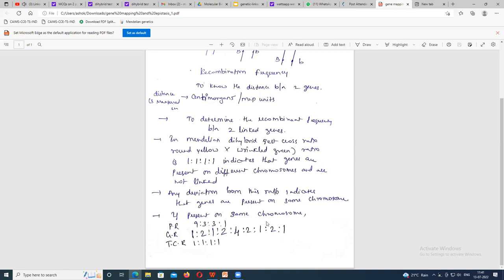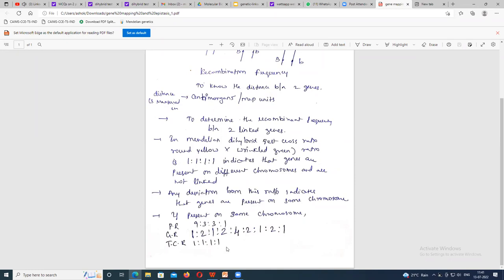So these are the ratios. Phenotypic ratio of dihybrid cross is 9:3:3:1. Just note down. And this is the genotypic ratio. In the last class, I forgot to share. The genotypic ratio of dihybrid cross is 1:2:1:2:4:2:1:2:1. This can be asked. This also you have to remember. Phenotypic ratio also you have to remember.